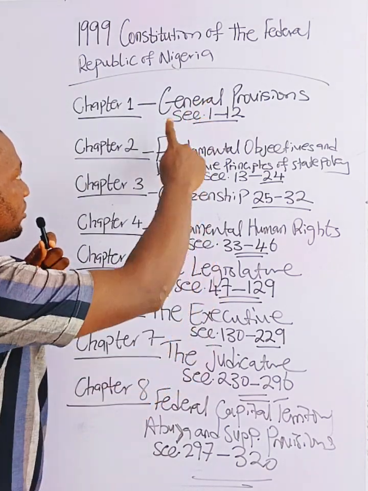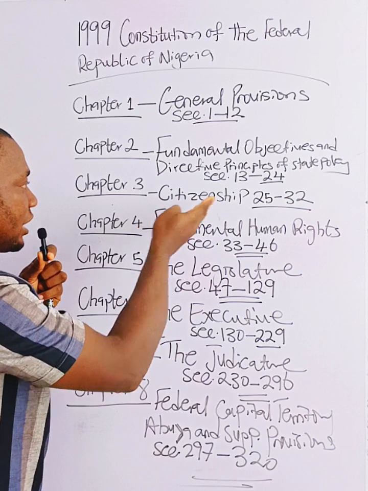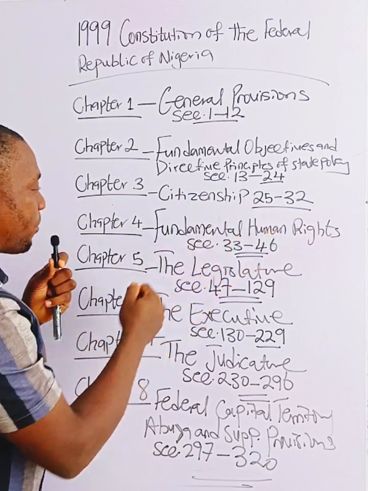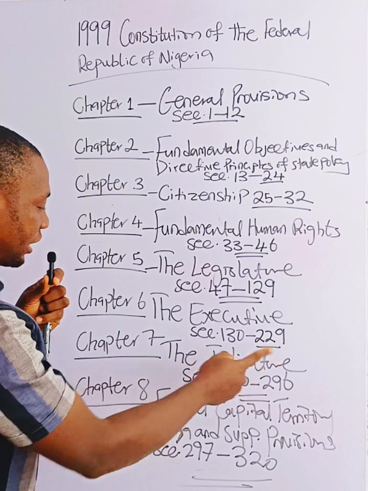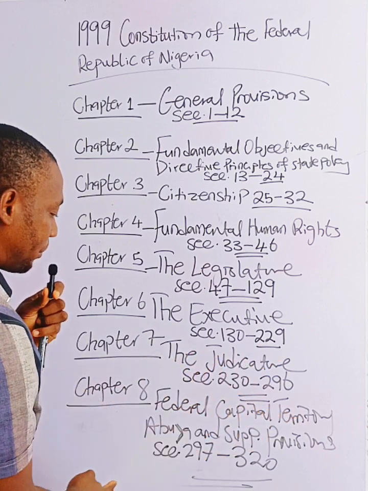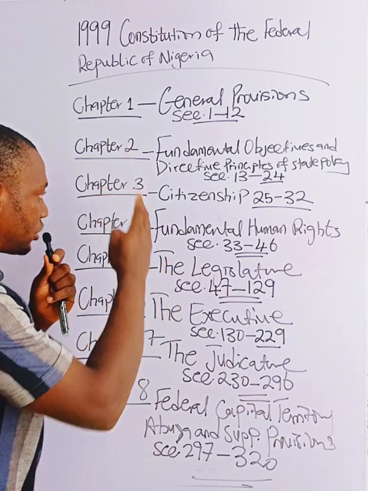The titles from general provisions to fundamental objectives and directive principles of state policy, citizenship, fundamental human rights, the legislature, the executive, the judicature, Federal Capital Territory Abuja, and supplementary provisions. All right, you can take a screenshot.